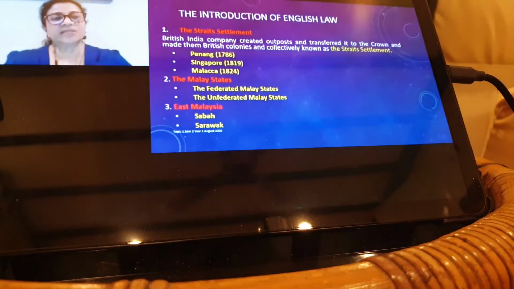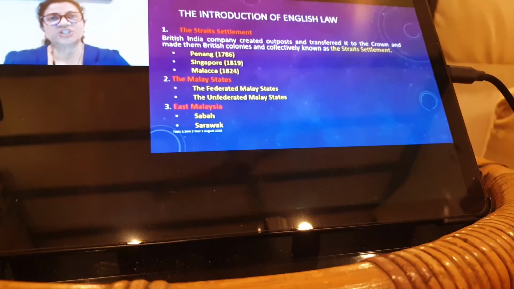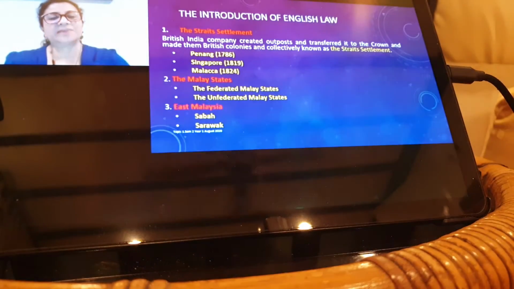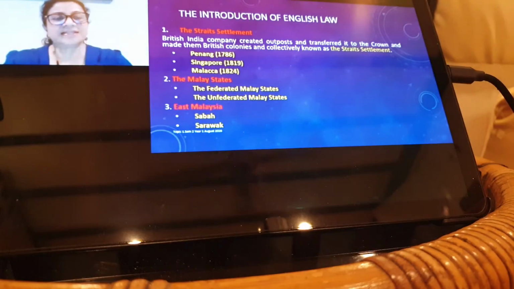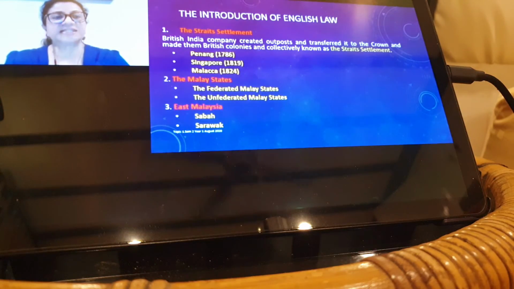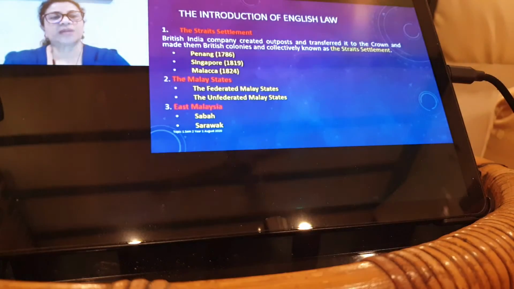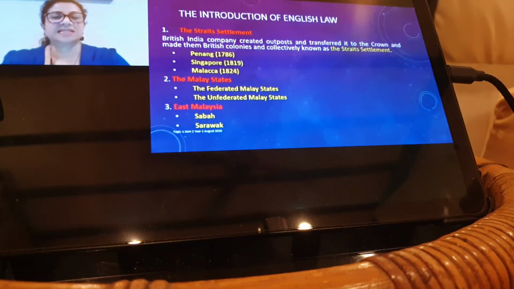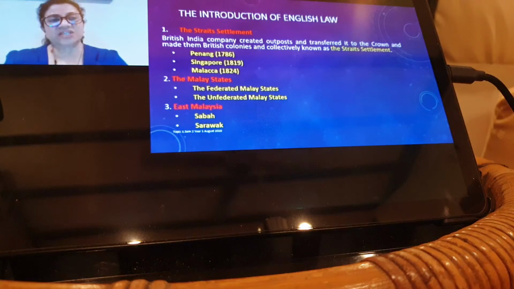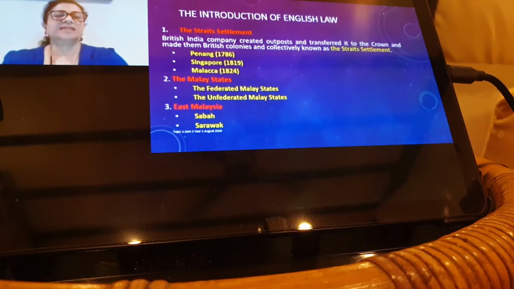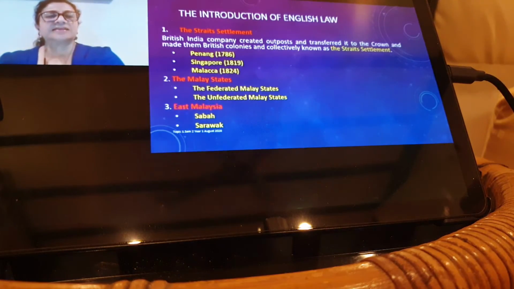Subsequently, the second stage of British intervention can be seen in the Malay states, and the Malay states are made up of the federated Malay states and unfederated Malay states. So we are going to look at which states fall under the federated Malay states and unfederated. And the third stage of intervention is in East Malaysia, where the British interfered in Sabah and Sarawak.